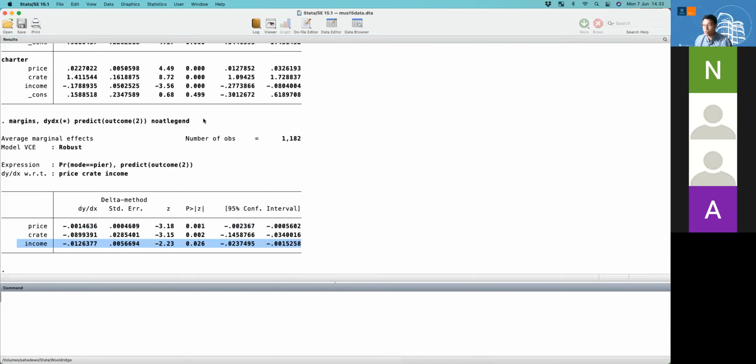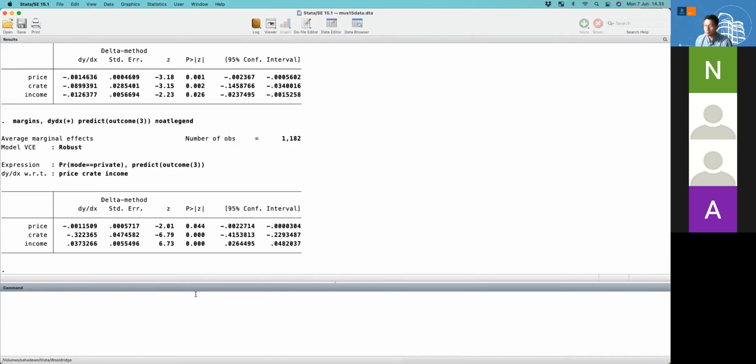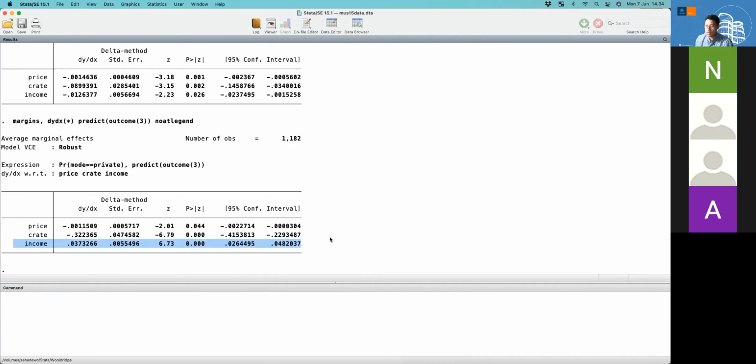Okay, and we can also do the same average marginal effects for the private, for example. So here on the private, the higher the income of the individual, the more likely they are to choose the private mode relative to the beach mode. And the higher the price of getting into the private, the less likely it is for them to choose the private relative to the beach. And if the catch rate is higher, individuals are less likely to choose the private mode relative to the beach mode. Okay, so this is the interpretation of the multinomial Logit model.